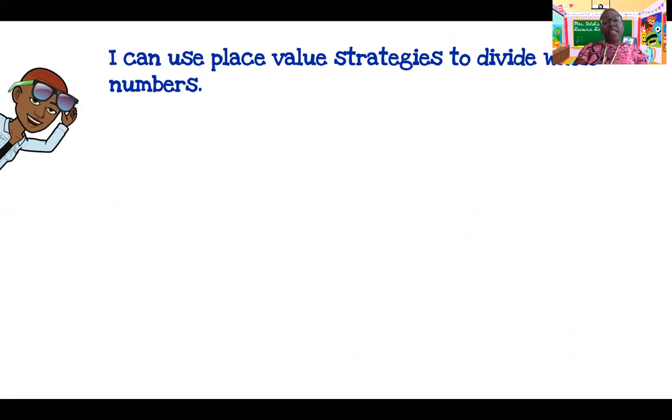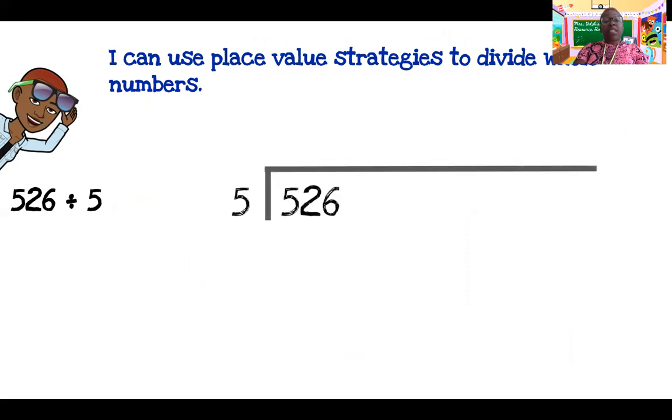All right, senior scholars, you're up next. Our standard for this week is to use a place value strategy to divide numbers. So let's take a look at our problem. Today, we're going to divide 526 divided by 5. So let's start by setting this up because this is going to be a long division problem. So we're trying to figure out how many times 5 goes into 526. And again, we want to use a place value strategy to help us figure this out.